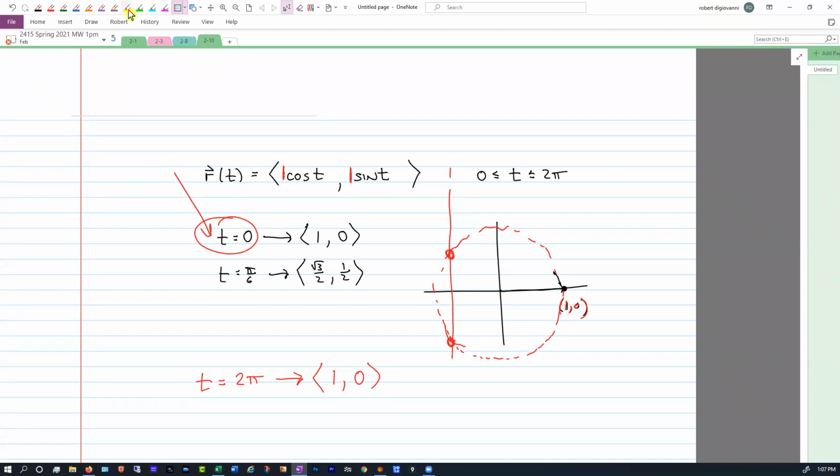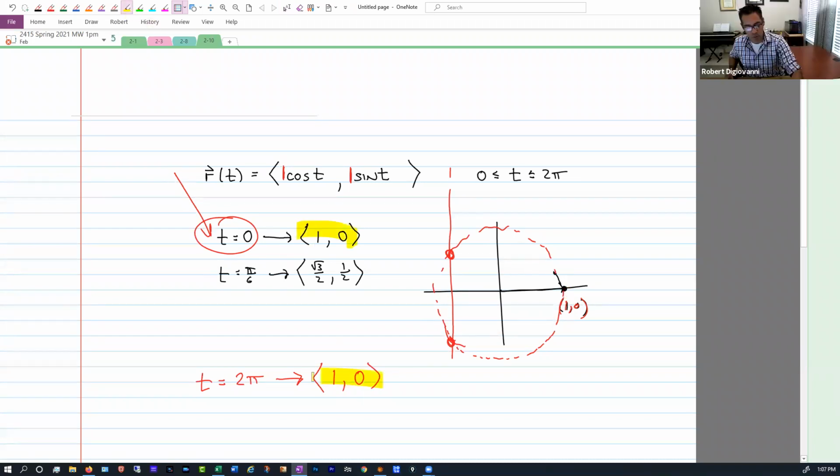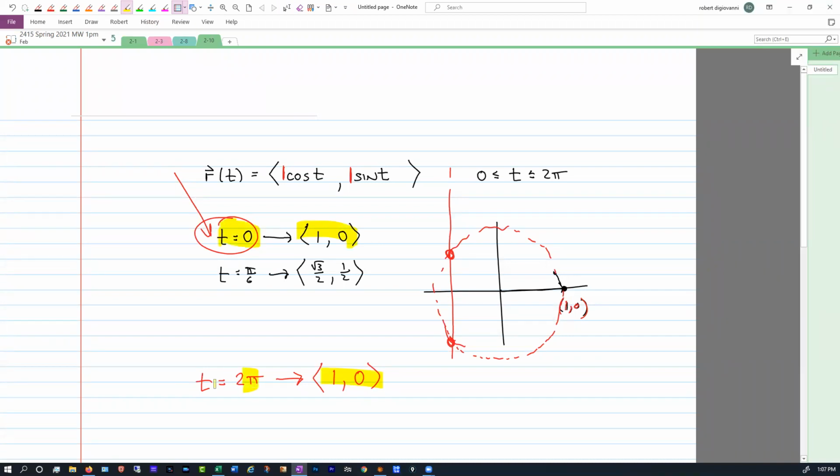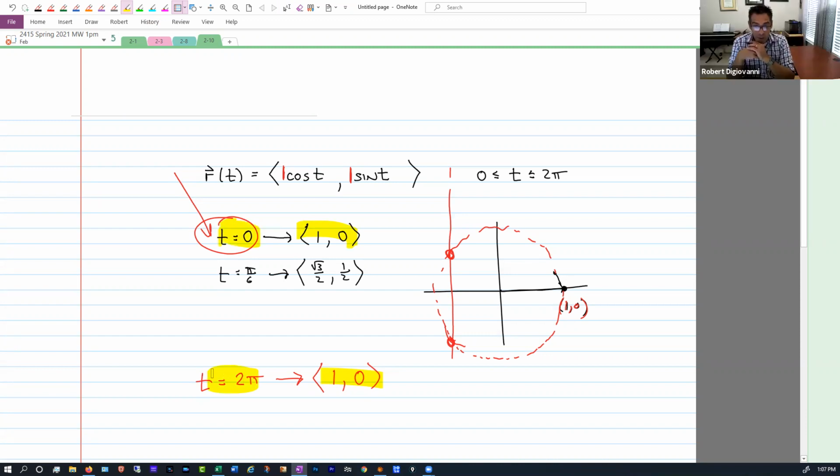No. I have the same vector, don't I? I have 1, 0, 1, 0. I have the same vector came out, right? But they came from 2 different inputs, 0 and 2 pi. So even though I'm going to start drawing a circle on top of another circle on top of another circle, if I keep going, it's still a function.